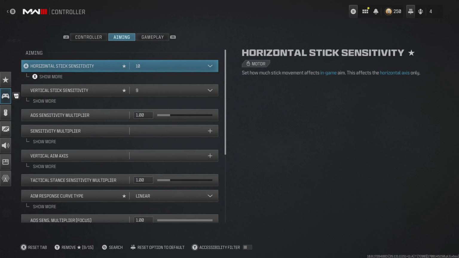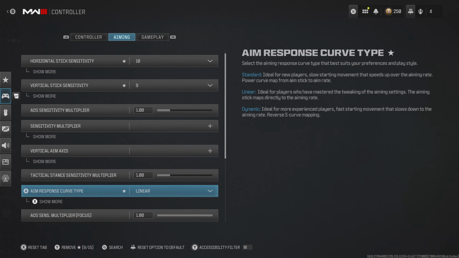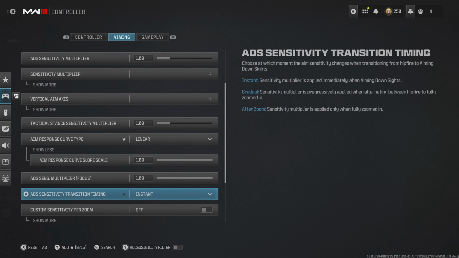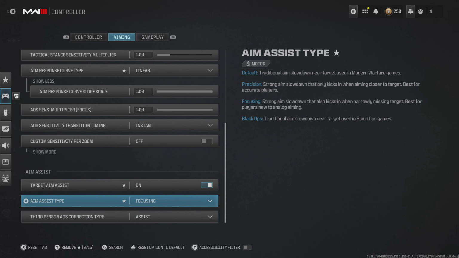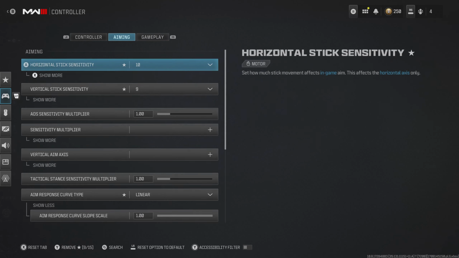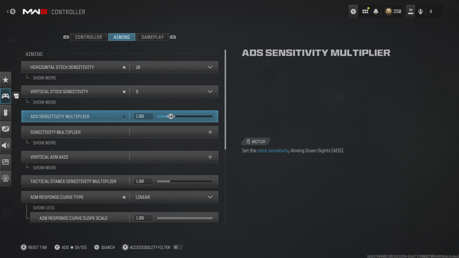These are the sensitivity that I run. 10.9 just works for me. Some people have it higher, some people have it lower. Linear is what I run, which I think is the best one for sniping. And I use focusing, which I also think is the best aim assist for sniping. Keep in mind, these are all sniping settings. These are not for red gunning. If I'm gonna red gun, like I played ranked, my sensitivity goes down.